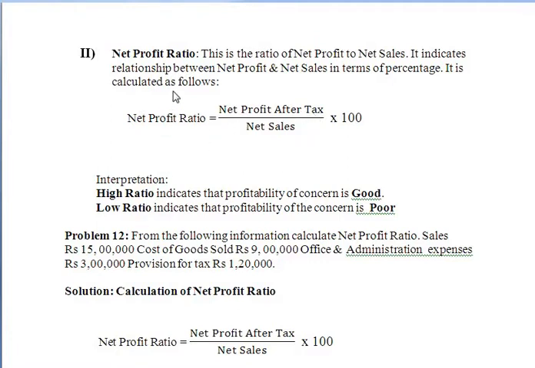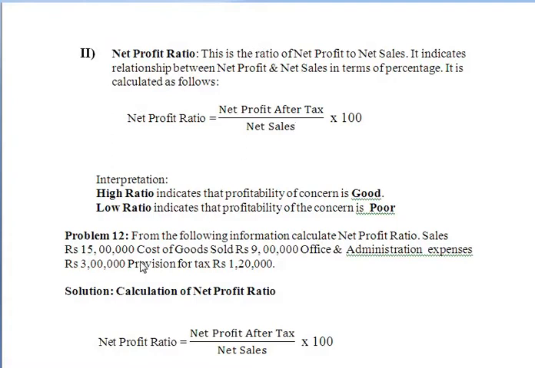Now, the interpretation of net profit ratio. If the net profit ratio is high, then it indicates that the profitability of the concern is good. And if the net profit ratio is low, it indicates that the profitability of the concern is poor. So basically this ratio is nothing but the relationship between net profit after tax and net sales, and with the help of this ratio we can understand the profitability position of the firm, whether it is good, poor, sound, etc.